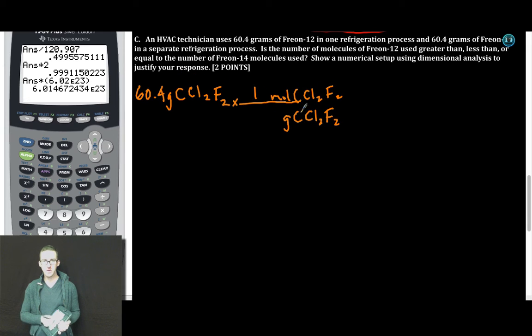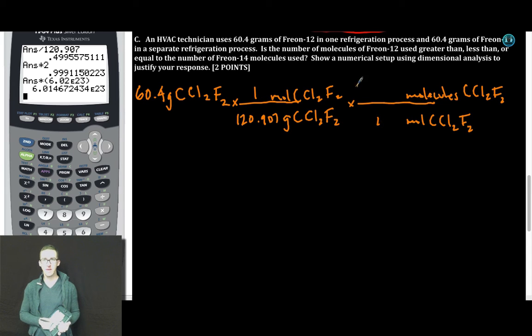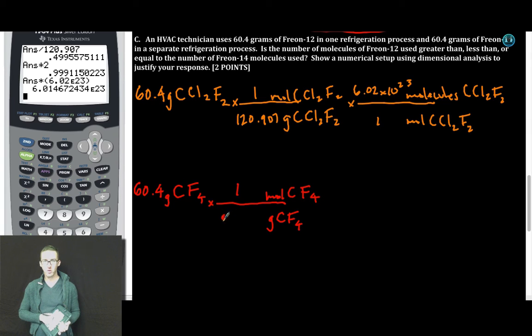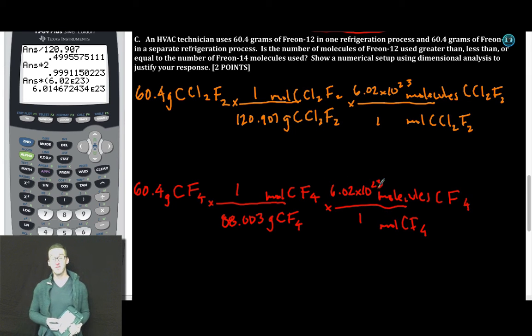First thing I'm going to do is convert that to moles. And then from moles, I'm going to convert to molecules using Avogadro's number. All right, I'll do the setup for Freon 14 in red. We have the same mass, 60.4 grams. But now it's Freon 14, or CF4. Here, 1 mole is only 88.003 grams. So same mass, but the molar mass is different. It's smaller. Then convert to molecules. Again, use Avogadro's number for that.